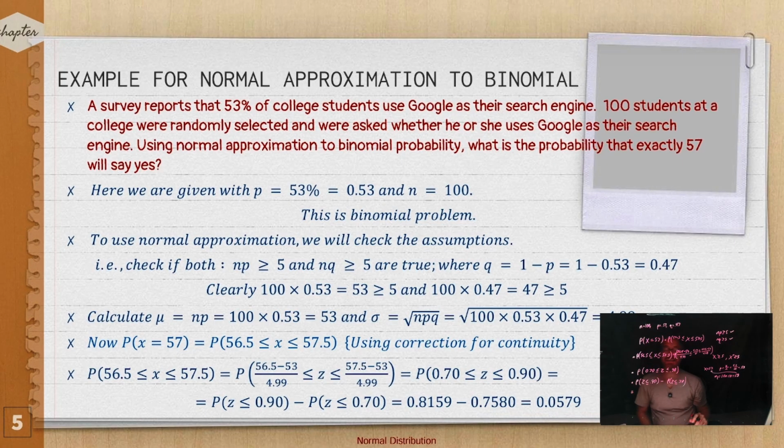So the probability that z is less than or equal to 0.90, we go down to 0.9, go over to 0.00, we get 0.8159, minus, then we go to the probability of getting z less than 0.70, so we go to 0.7, go over to 0.00, we get 0.7580. Which is going to give us a probability of 0.0579.